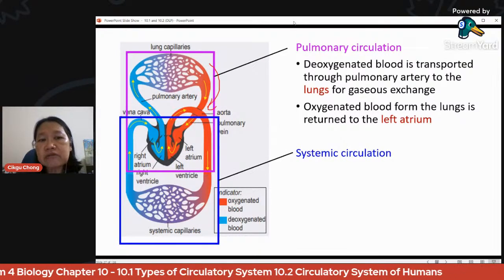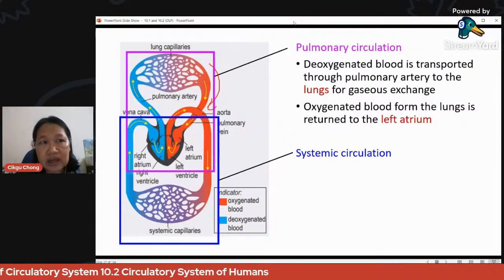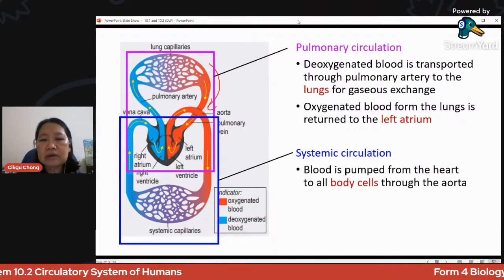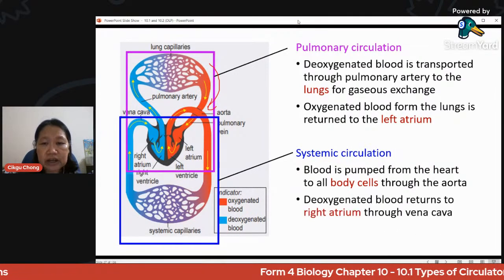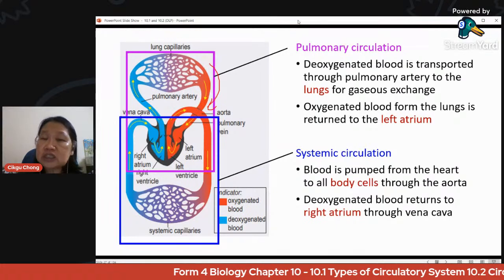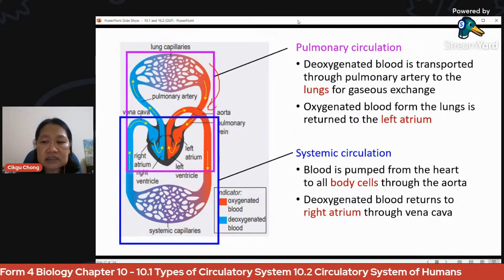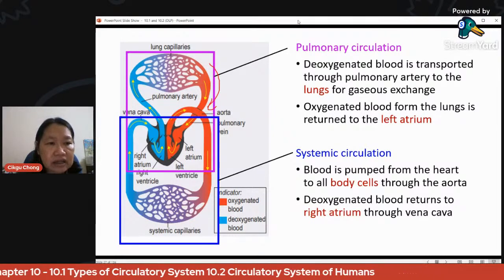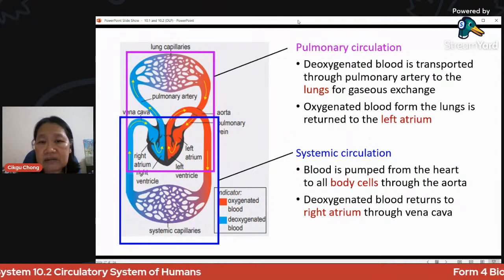Okay, so next, the other one, systemic circulation. This one carries blood from the heart to the body cells and back to the heart. So in systemic circulation, blood is pumped from the heart to all the body cells through the aorta. The aorta is responsible for carrying oxygenated blood to all the body cells. And once it's delivered to the body cells, it collects carbon dioxide and comes back to the heart through the vena cava, into the right side of the heart.